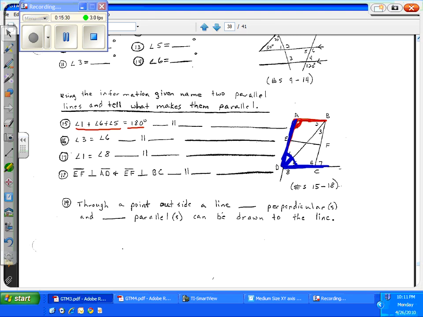So angle 1 up here plus 6 plus 5, that's a combination of 6 and 5, makes a C. Same side interior angles make a C. And if they're supplementary, then the lines are parallel. And it says they add to 180, which means they're supplementary, which means that the lines that form them, line AB and line DC, are parallel.